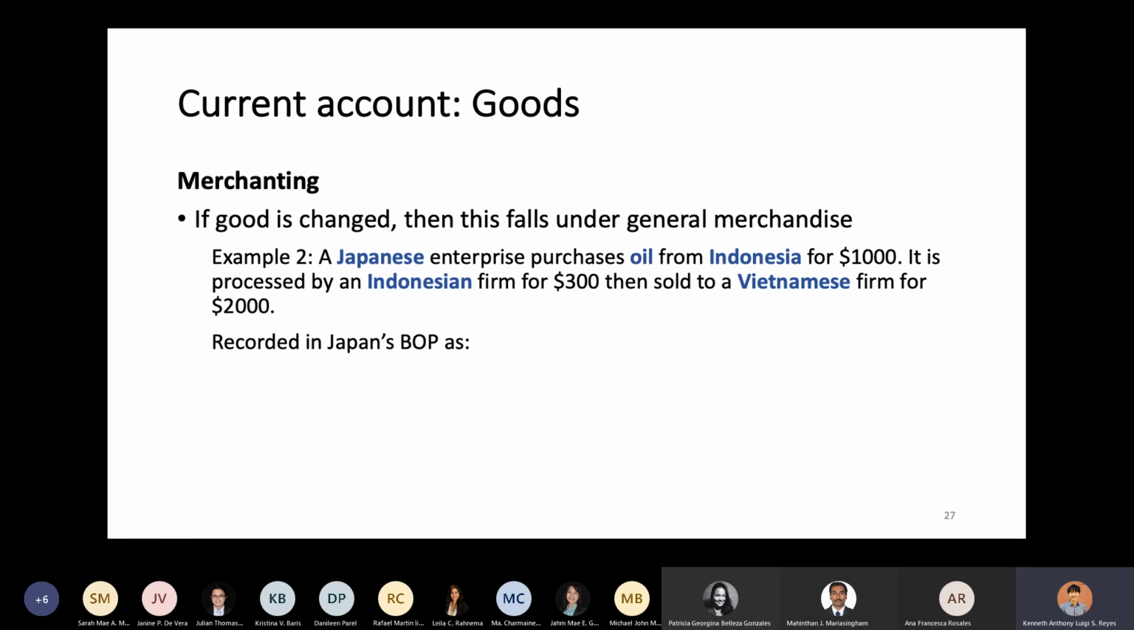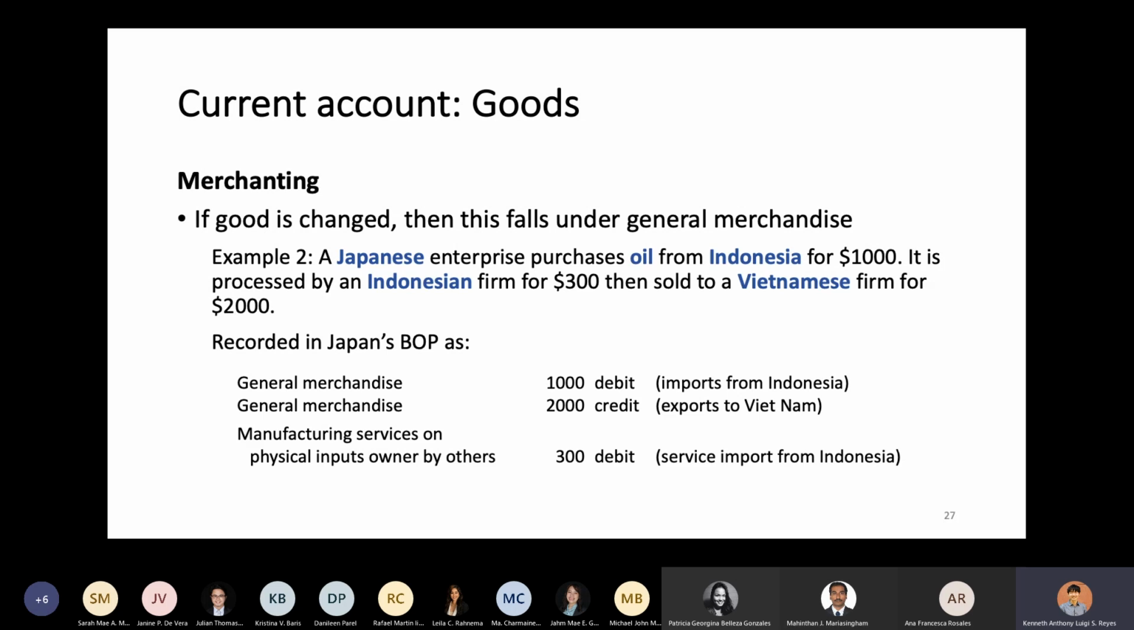If the good is changed, then it will fall under general merchandise. So an example would be, let's say a Japanese enterprise purchases oil from Indonesia, and then it gets an Indonesian firm to process it for a fee, and then it sells it to Vietnam. So in Japan's BOP, notice that it will not go through merchanting anymore. It will instead be general merchandise, so it's just a regular export-import. There is an added service payment here, which I'm going to be talking about in the next section, which is a purchase of services from abroad.